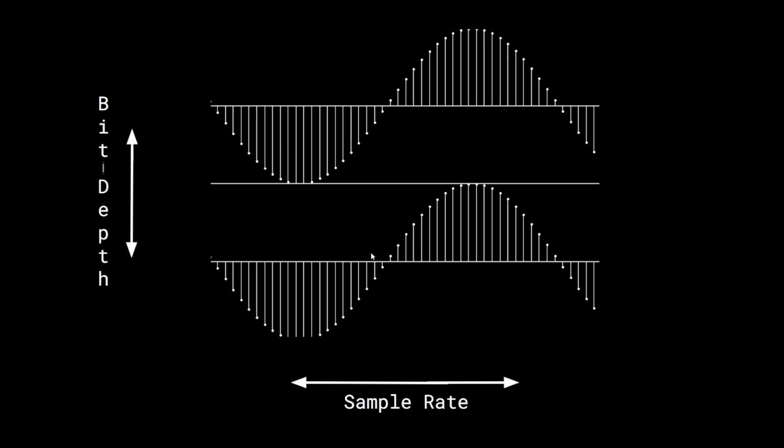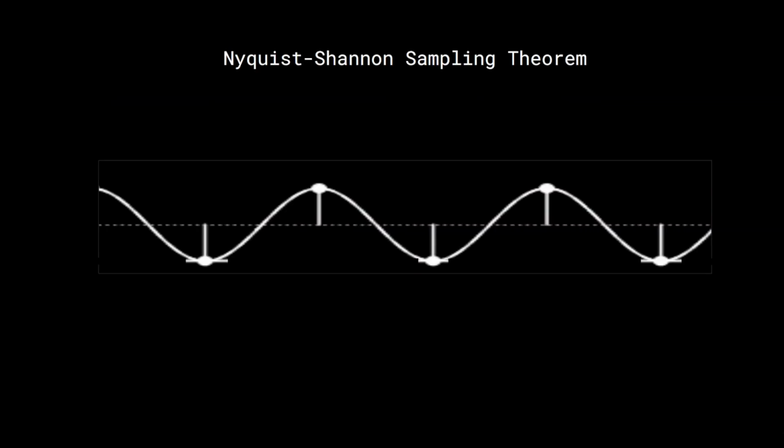A 16-bit bit depth means 2 to the 16th, so 65,536 possible values per sample. According to the Shannon-Nyquist sampling theorem, the highest frequency we can store this way is just below 2 times our sample rate. A nice intuitive explanation for this is that we need at least 2 samples to describe a wave cycle, one for each peak and one for each valley.